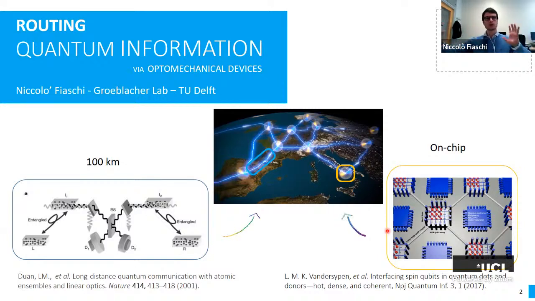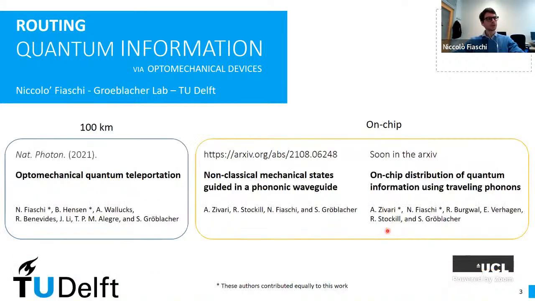And I would like to say that in the Groeblacher Lab we are trying to tackle these two challenges via optomechanical devices. So in the first part, I would like to talk about optomechanical quantum teleportation, a paper recently published for long distance communication. While in the second part of the talk, I would like to talk about two papers, one that is on the arXiv and one that will soon be on the arXiv, that go more in the direction of connecting on-chip structures.